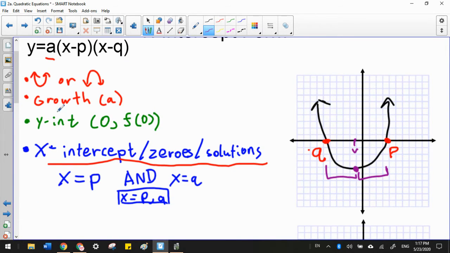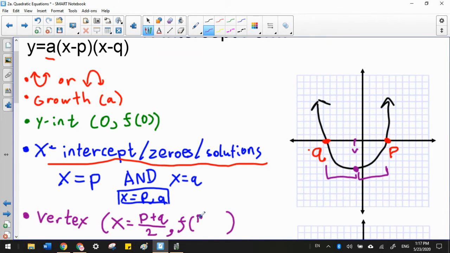So not only does intercept form give us all this stuff, we are able to find the vertex by knowing that the x value is always going to equal the midpoint of our 2 zeros. The way to get the midpoint of those 2 values is to take p and q, add them together, and then divide by 2. And that's how we get the midpoint. If I want to find the y value of the vertex, as usual, we're just going to plug whatever p plus q divided by 2 is into the equation, and that will give us the y value of the vertex. And with that knowledge in mind, let's try a couple examples.